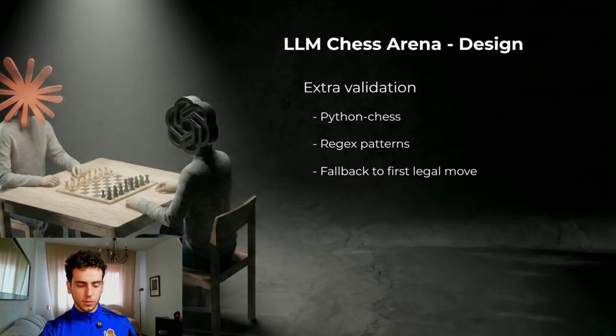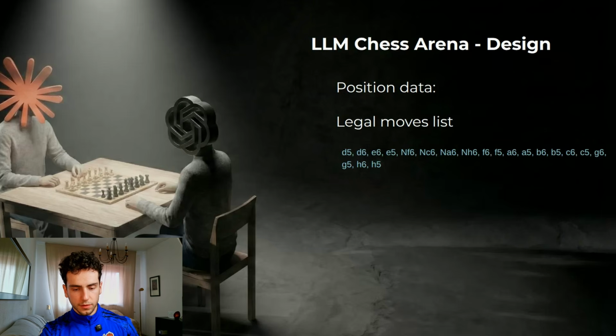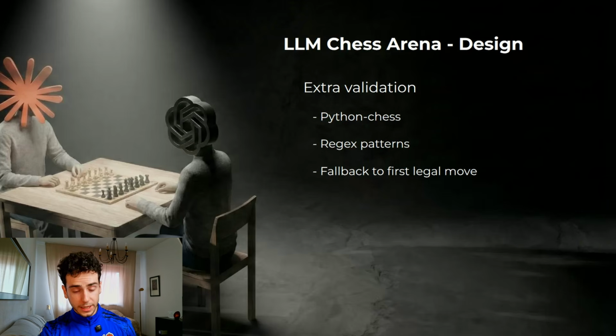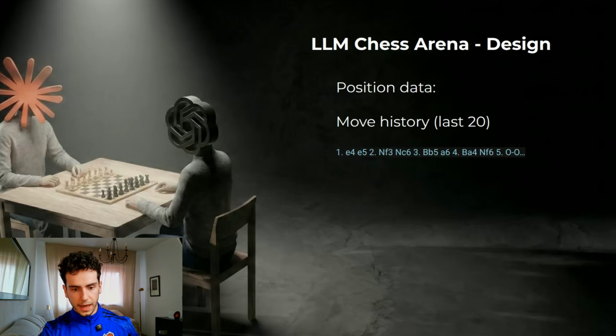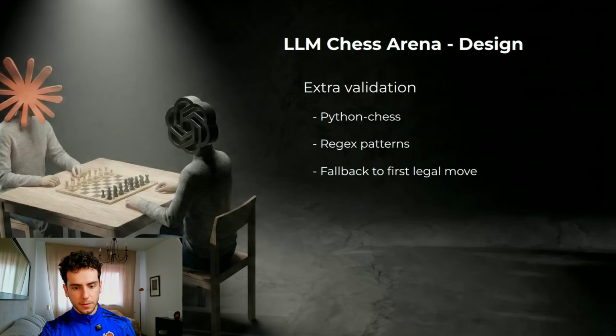Once the AI makes the move, we also have some code that does some extra validation. The first thing is using a library called Python chess. This is the standard chess library for Python. Basically, we check if the move picked by the AI is actually legal. We also use this for the legal move list. After that, we do some regex pattern checking. Let's say that AI gives a response, but there's some character missing or something's wrong. We can pick it up in this step. And if everything fails and it's still wrong, we fall back to the first legal move from this list. So we're always safe.